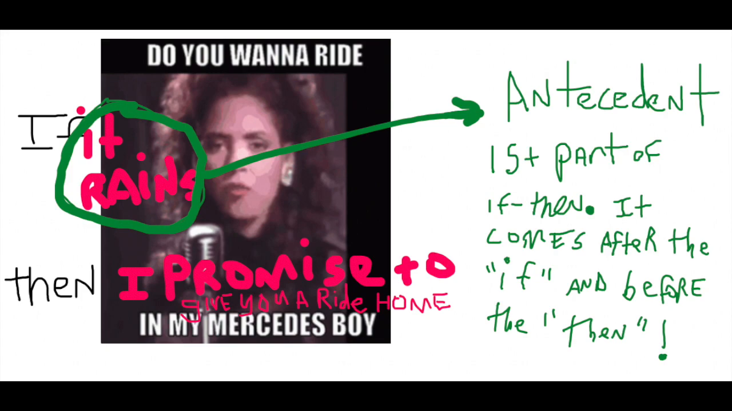It's what comes after the if and before the then. So in the sentence, if it rains, then I promise to give you a ride home, it rains is the antecedent. You can think about ante, meaning before. You ante up in poker. Also, antebellum means before the Civil War.